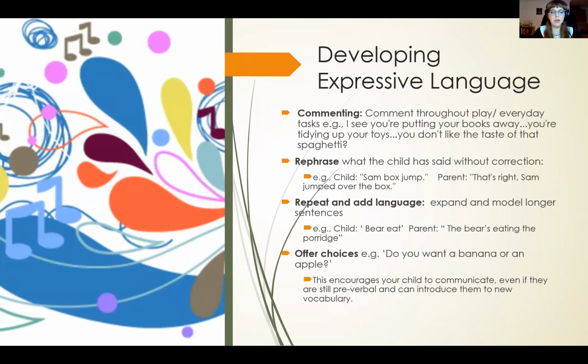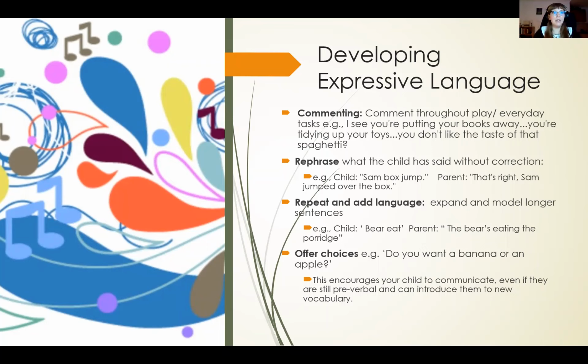So instead of saying, no, that's not right, this is how you do it. So the child might say, Sam box jump. And the parent could say, well, that's right, Sam jumped over the box. So model the correction, but don't be strict and forceful about the correction. Just say it the right way the second time.